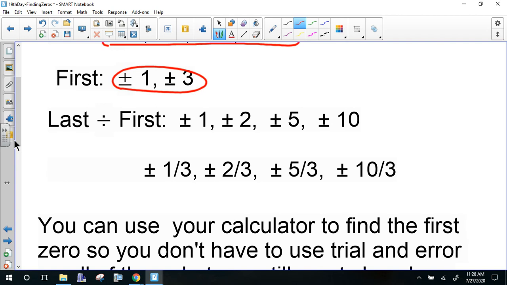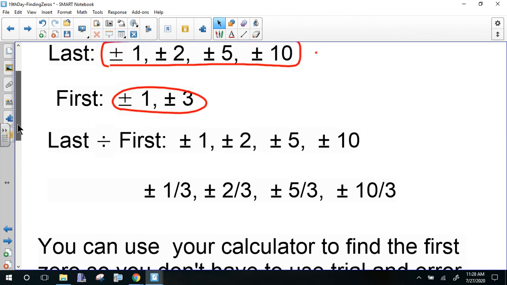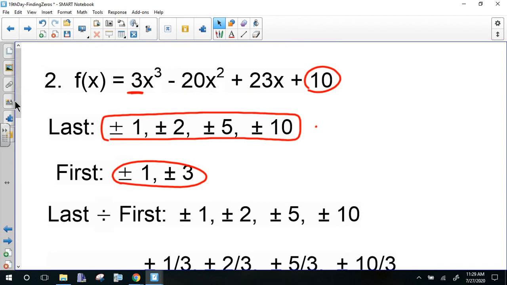Now, we don't have time in class to go through and sift through 16 possible numbers doing 16 different synthetic divisions. This is what your calculator is for, to help you. So what I would do, if you were using your calculator to help you, is type in this function to graph it.